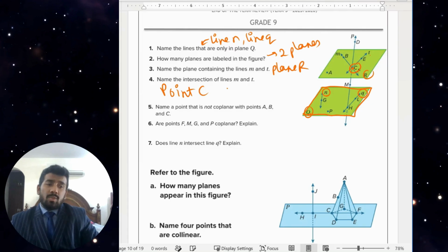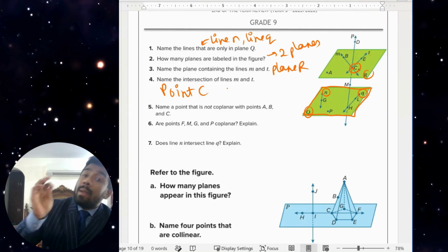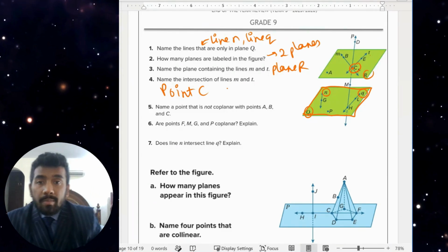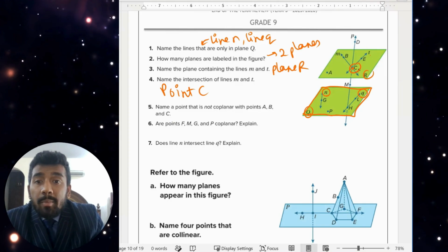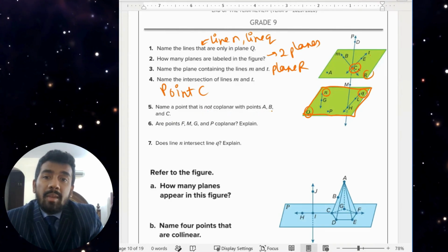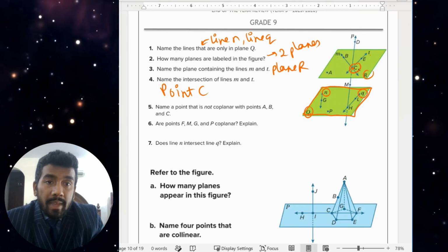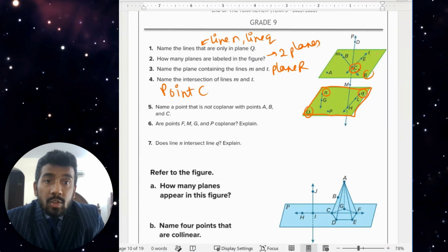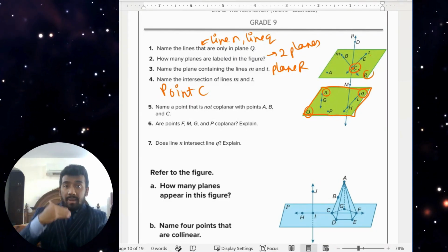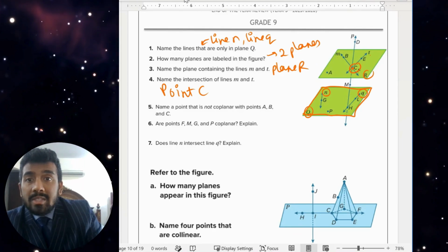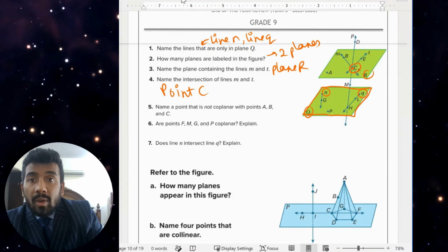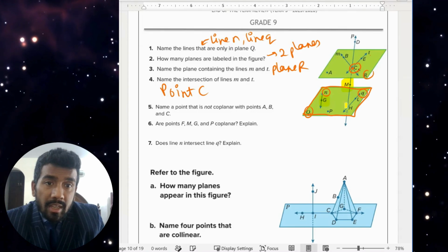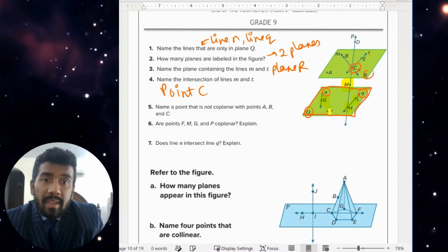Okay, you can see the options. Mostly the exam is option-wise MCQs, so you don't have to worry. Just see the option. Next one, question number 5. Name a point that is not coplanar with A, B, and C. So A, B, and C is inside this plane. So not coplanar means outside that plane. So all those points outside. There are many points outside. There is point M, there is point G, H, L, P, any point you can write.